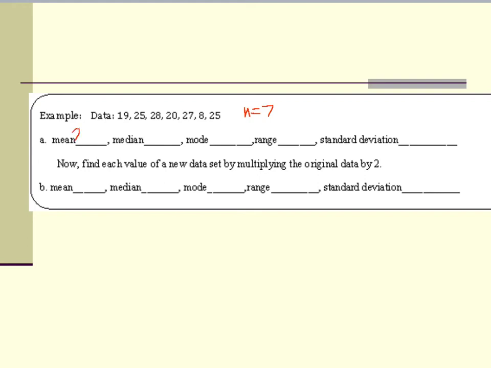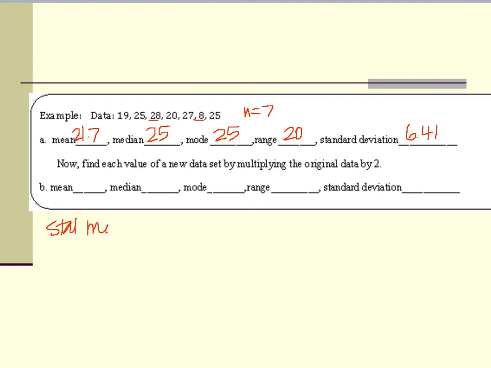The mean for this is 21.7. The median is 25. The mode is also 25. The range, you have 28 is your highest, 8 is your smallest, so 20. Standard deviation is 6.41.